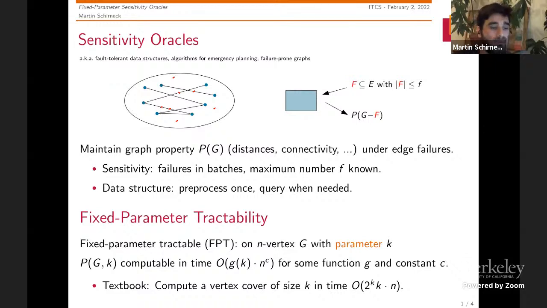And we observed that many FPT algorithms have, in some sense, innate fault tolerance. So if you think of the standard branching algorithm for vertex cover, in the same time bound, you can not only compute one solution, but all of them. For decision problems, this is not necessary, but this sort of redundancy can be made into fault tolerance.